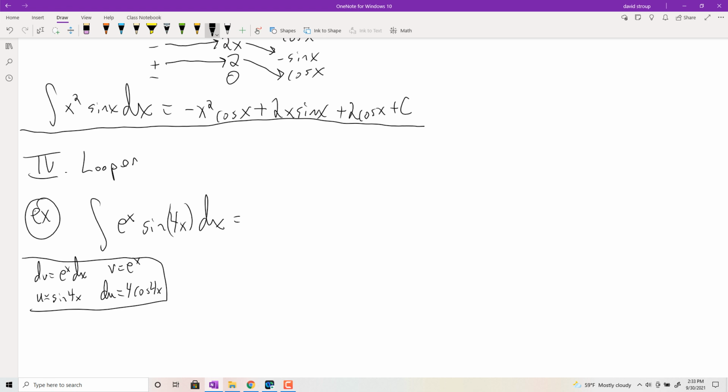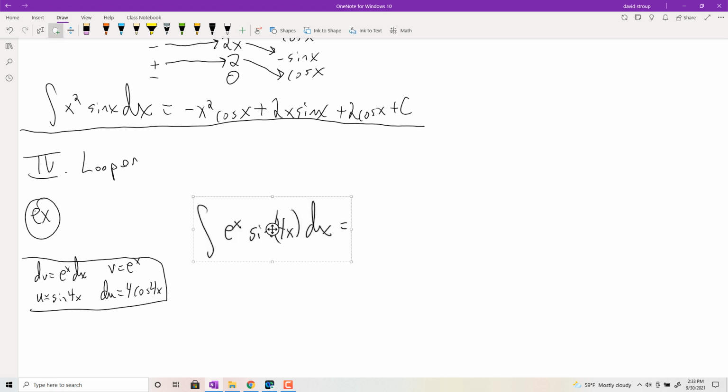Okay, so this should equal, and if you allow me to, let me move this over. It'll be easier for you to visualize what's going on if I move this over here. Okay, so this is going to be u times v, so e to the x sine 4x minus the integral of v du, so that would be 4 integral of e to the x cosine of 4x. And if you look at what's going on, it doesn't seem it's changed much. And somebody decided, hey, let's go ahead and do by parts again, and we'll do by parts on this guy.